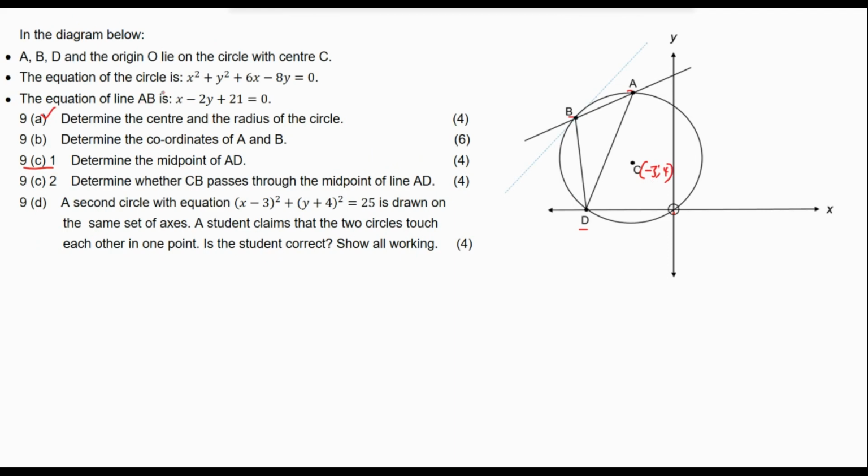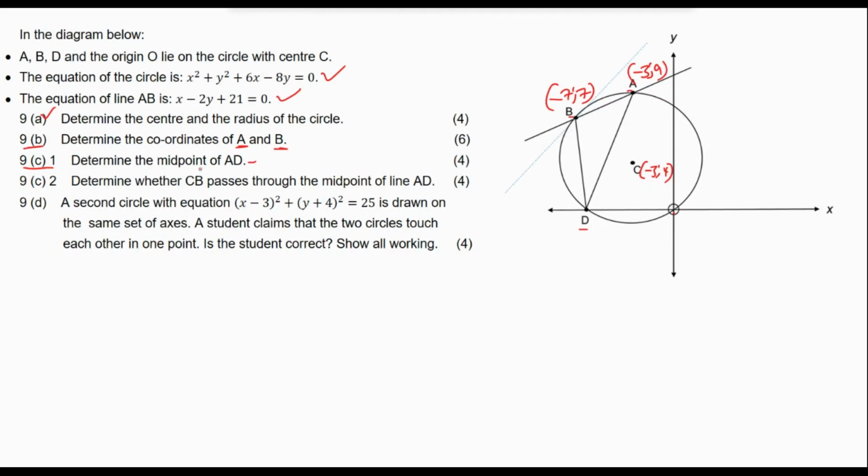Alright. And then the equation of the circle is x squared plus y squared plus 6x minus 8y is equal to 0. Then the equation of the line AB is x minus 2y plus 21 is equal to 0. Right, determine the coordinates of AD. Remember that in question 9b, we managed to find the coordinates of A and B. We say that the coordinates of B are -7, 7, and then the coordinates of A, -3, 9.